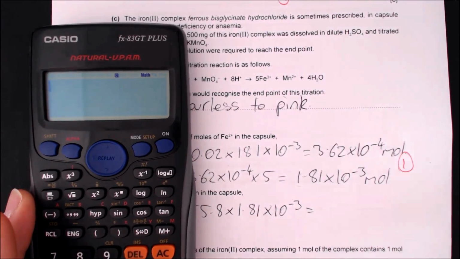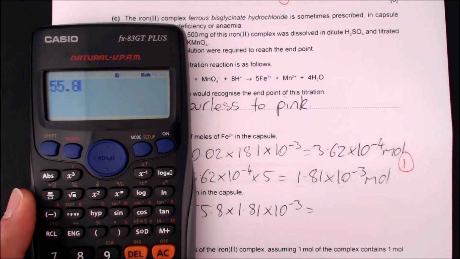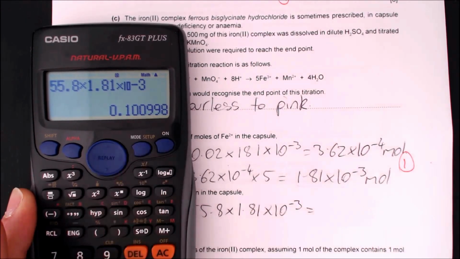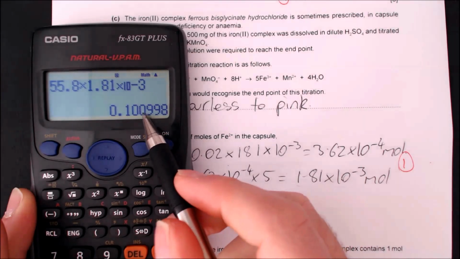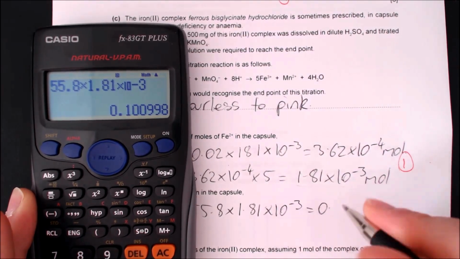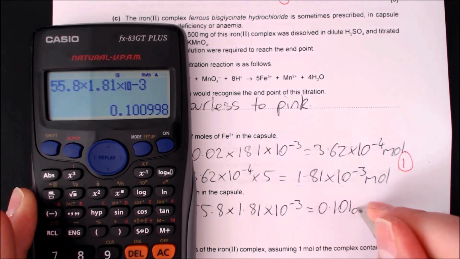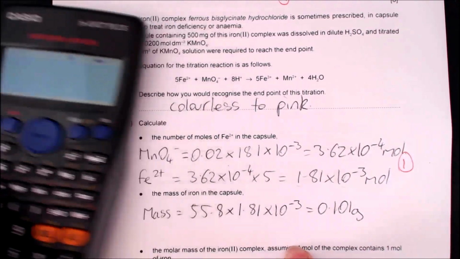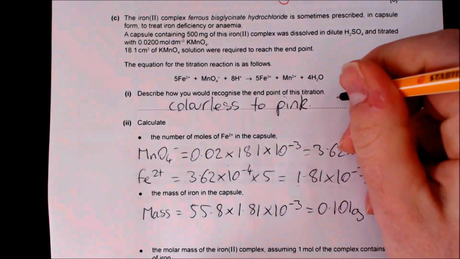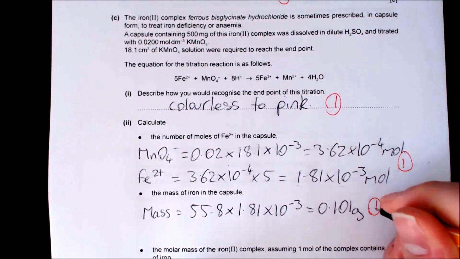So let's just put that in. So that's 55.8 multiplied by 1.81 times 10 to the minus 3, and that should give us this number here. So I'm just going to round that. I'm going to call it 0.101 grams. There you go. Right, and so obviously that would get you a mark as well. So marks away. So marks for that one and marks for that one as well.